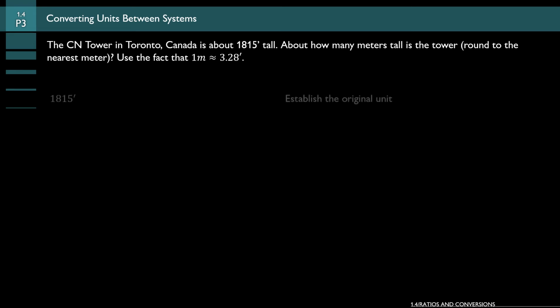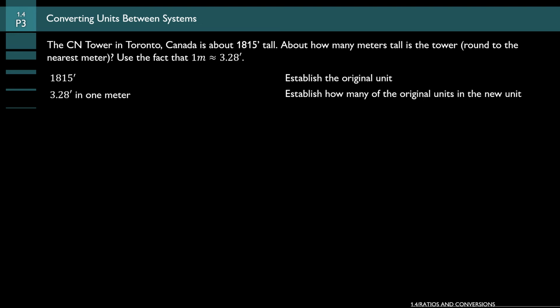So again, establish the original unit of 1,815 feet. We need to know how many of the new units are in the original unit. So there's 3.28 feet in 1 meter. Since we're going from a shorter to a longer measurement, we're going to divide the original by the new. So we're going to do 1815 divided by 3.28, and that's going to give us approximately 533 meters. So that's how tall the CN Tower in Toronto is in meters.